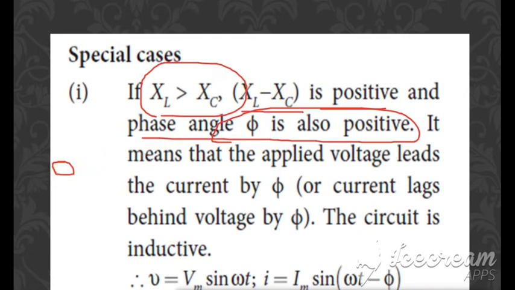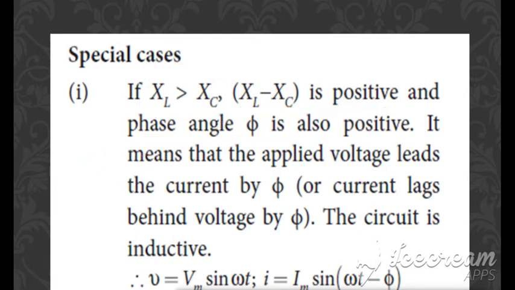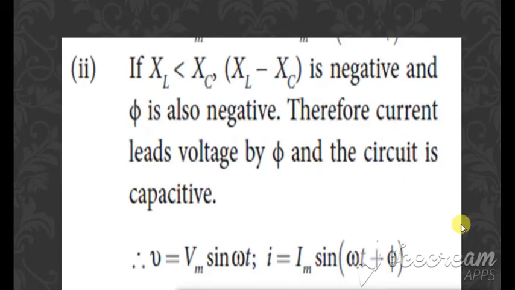The next condition is if XL is less than XC. Then XL minus XC is negative, so phi is also negative. If phi is negative, the current will lead the voltage. So V is equal to Vm sin omega t, then I is equal to Im sin(omega t plus phi).